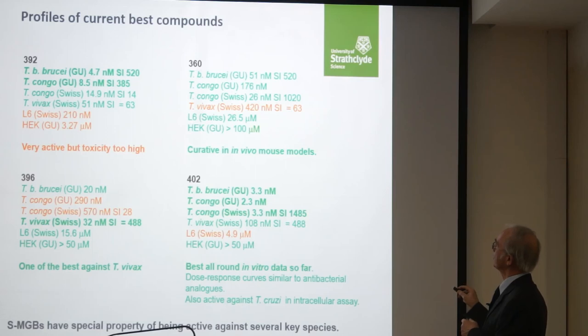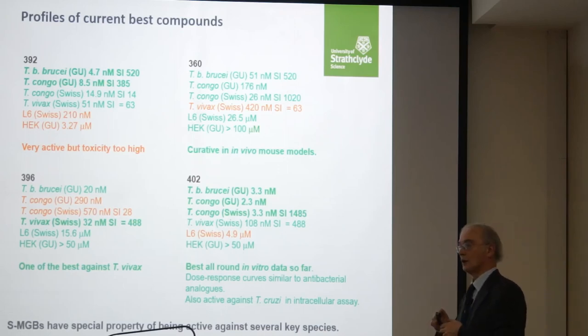360 is a little bit behind, but it's actually a little bit ahead in terms of our development studies because we've been able to show that 360 is curative in mouse models of the diseases caused by both congolense and vivax. Also, we have information from a collaborator in South America that 402 is effective in an intracellular assay against the Trypanosoma cruzi, which is the parasite that affects cattle and people in South America.